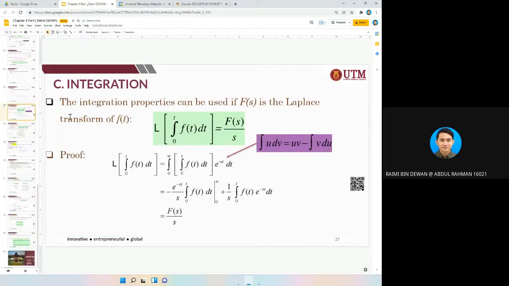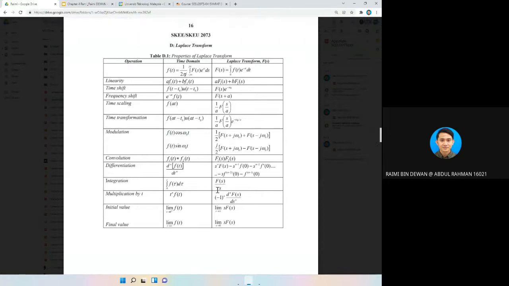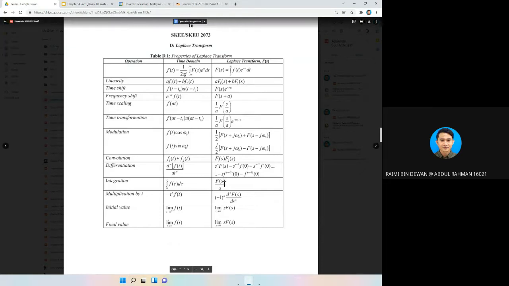Next is integration. The integration property can be used if F(s) is the Laplace transform of f(t). The Laplace transform of the integration of the time domain signal from 0 to t is equivalent to F(s) over s. So you can see the integration given here: the integral from 0 to t of f(tau) d tau is F(s) over s.